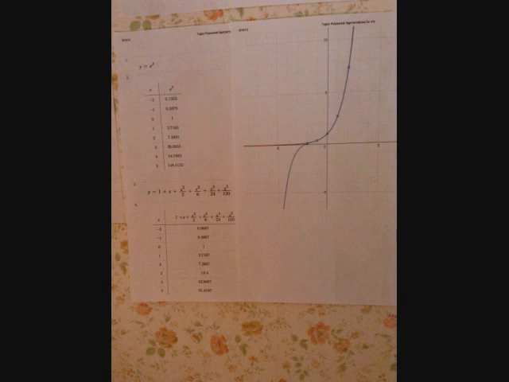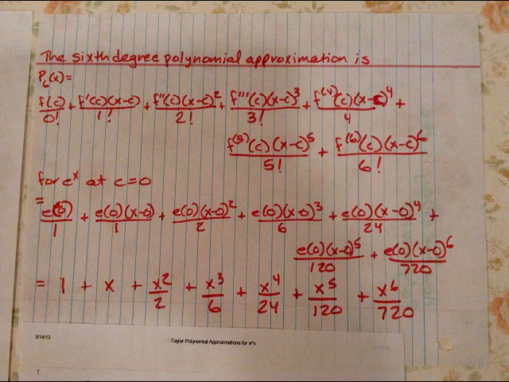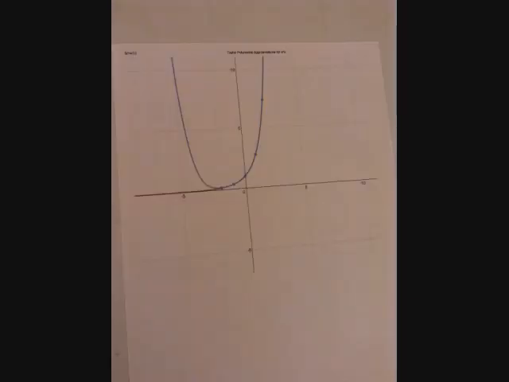The sixth degree polynomial approximation adds a seventh term, the sixth derivative of f at c times the quantity x minus c to the 6 over 6 factorial, which becomes x to the 6 over 720. And now you have more of a parabolic shaped even degree graph, and the graph is getting more and more points that are overlaying the e to the x graph.